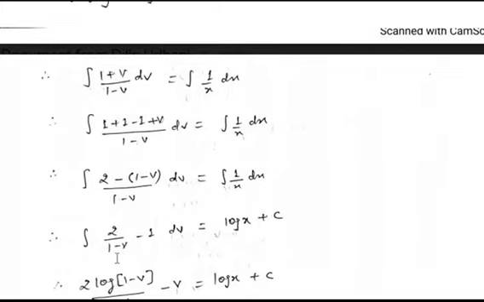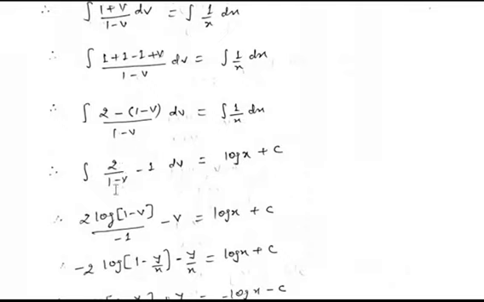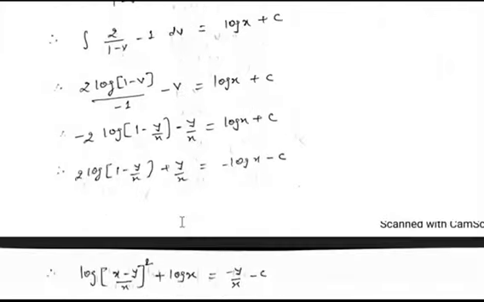Now dividing 2 by 1 minus v and 1 minus v by 1 minus v, the result is 1. And integration of 1 upon x is log x plus c. Now 2 as it is, and integration of 1 over 1 minus v, the answer is logarithm of 1 minus v, and the multiplier of v is minus 1, so divided by minus 1. And integration of 1 with respect to v, the answer is v. Now replacing v by y by x, this will become minus 2 logarithm of 1 minus y by x, minus y by x equals log x plus c.